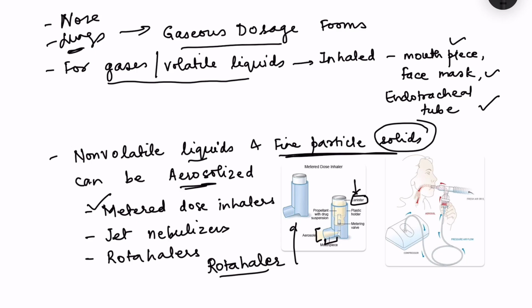into the mouth. Then we have the jet nebulizers, in which a small amount of the drug in the form of liquid is placed in a chamber, and then this is converted into a fine mist. When this machine is switched on, the liquid will be converted into a fine mist and can be inhaled using a mouthpiece. So those were the different types of gaseous dosage forms. With this, we have completed our liquid dosage forms, semi-solid dosage forms, and gaseous dosage forms.